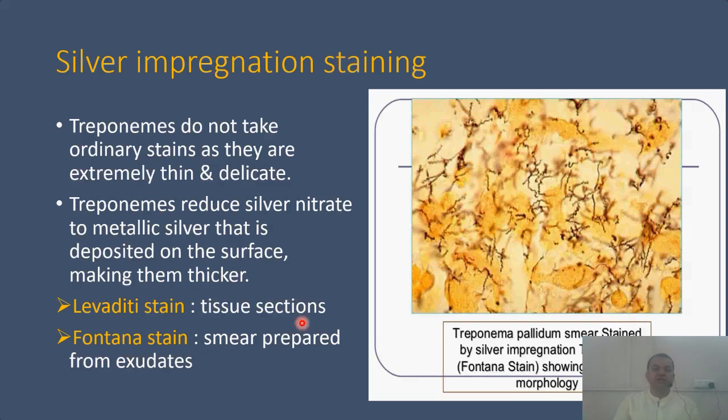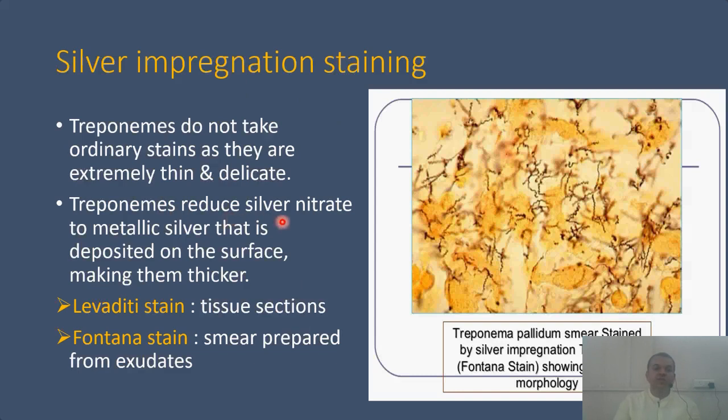Then the silver impregnation staining. What do we mean by silver impregnation? They are very thin and delicate, so they cannot be visualized under the normal light microscope. If I want to make them visible under the light microscope, I make them thicker so they can be seen. This silver impregnation method is the method for making them thicker than they usually are.